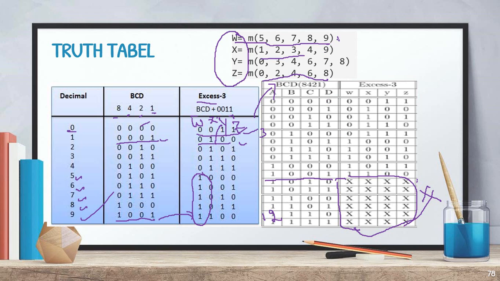If you take W in the next addition here, we can make all the terms that follow, that is 10, 11, 12, 13, 14, 15, all of these don't care conditions. We can represent these as D, D of 10, 11, 12, 13, 14, 15. This is similar for X, and similar for Y and Z also.